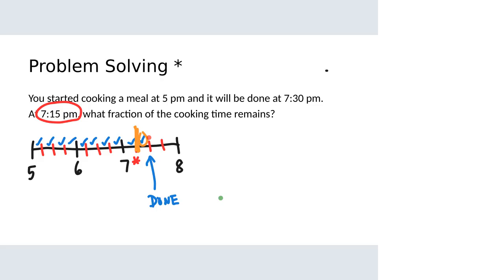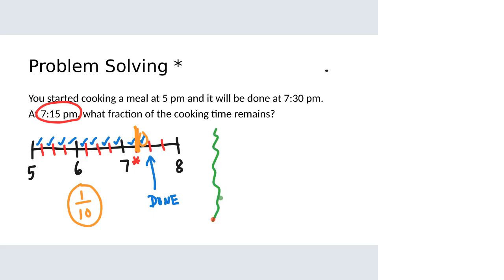So what fraction of the cooking time remains? 1/10. And that's doing it with the length model. And I really like that. You don't have to manipulate numbers very much. You're just using a picture to solve it. I think it's great.